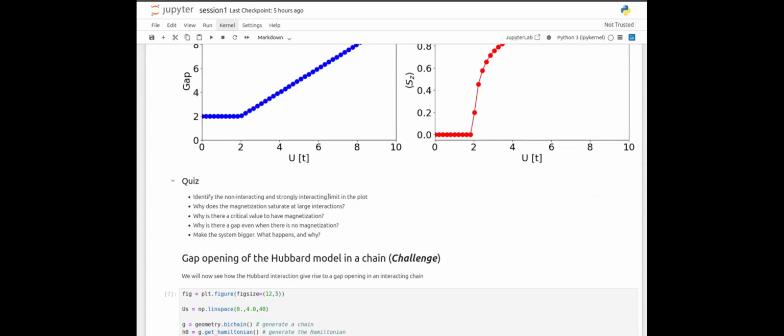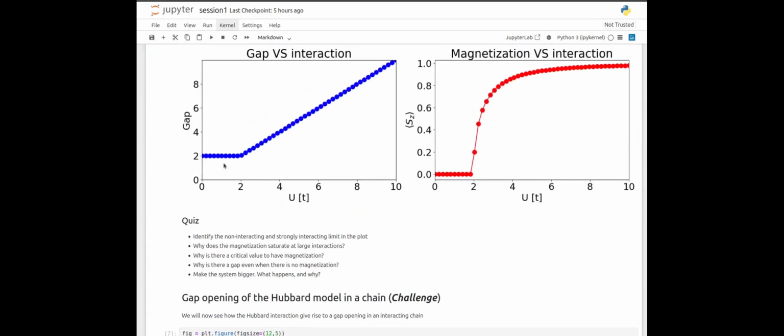Okay, so let us go through the question. What are the non-interacting and strongly interacting limits? Well, this we already discussed before. U equal to 0 is non-interacting. U equal to 10 is the strongly interacting limit. The magnetization saturates to 1 at large U because at very large U, we effectively get a single electron that is spin polarized per site, which corresponds to a magnetization equal to 1 in units of the Bohr magneton.